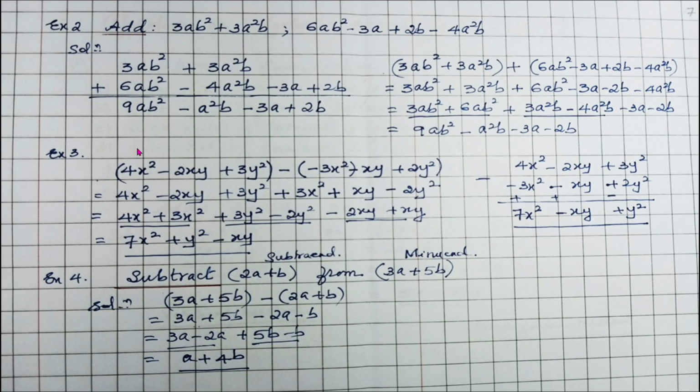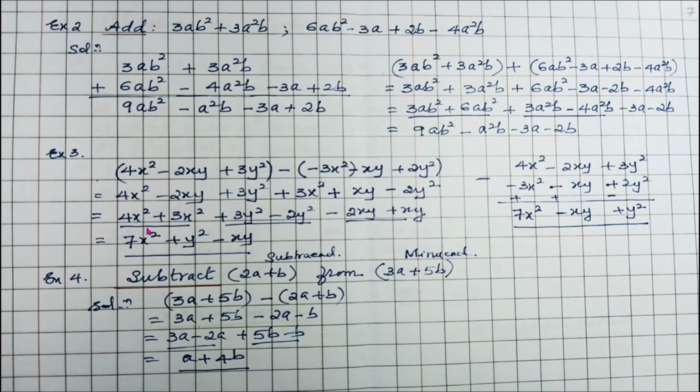Now one more example. 4x² − 2xy + 3y² minus, in the bracket, 3x² − xy + 2y². Let us understand how to subtract these. Now 4x² you write as it is, −2xy as it is, +3y² as it is, and then open the bracket. Minus into minus becomes plus 3x², minus into minus again plus xy, minus into plus is minus 2y².